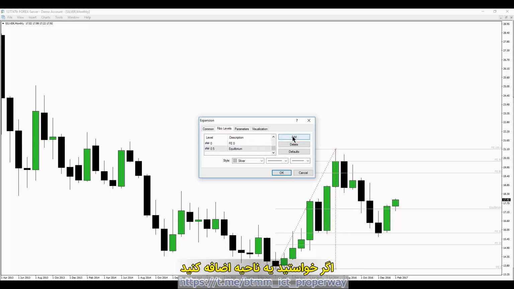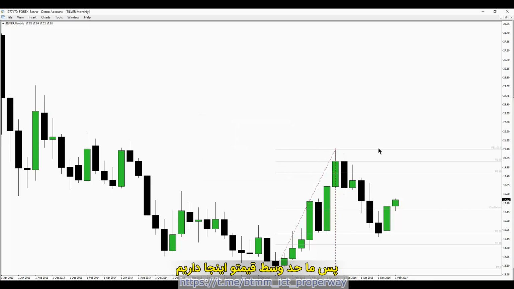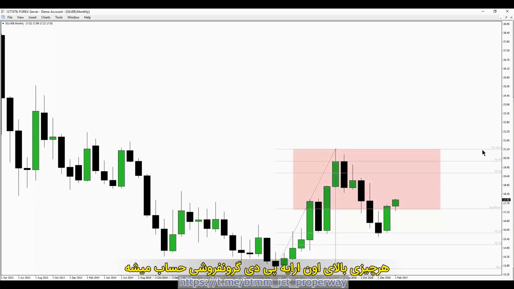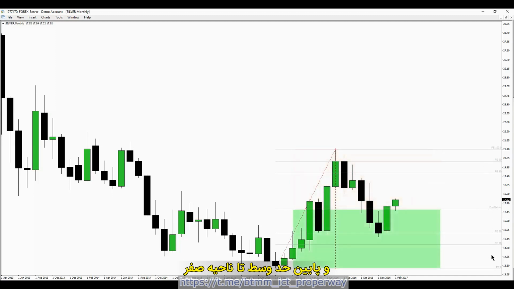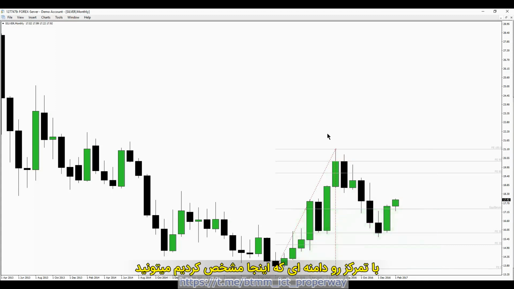And if you ever want to just add a level, you're going to click on that, type in the numbers I just gave you, and type in over here what you want to use as your descriptor, and then OK, and there you go. Okay, so we have the equilibrium price point here. Everything north or above it would be the premium PD arrays, and from equilibrium below down to the 0 level is your discount PD arrays. Focusing on the range defined here, that way you can then work out where your premium arrays are and where your discount arrays are.